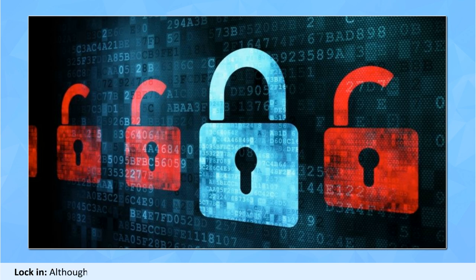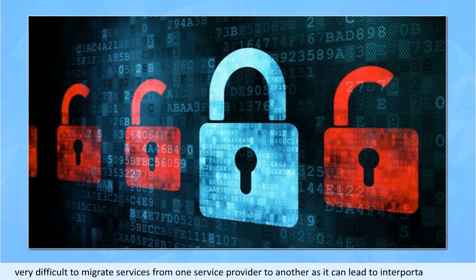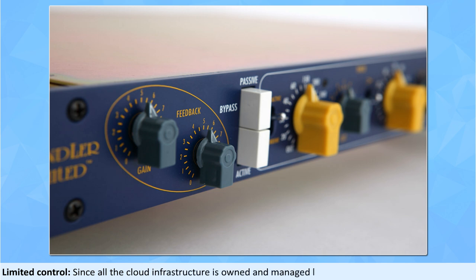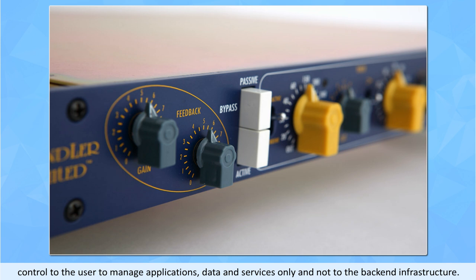Lock-in. Although cloud service providers commit to the flexibility and integrity of cloud services, still it is very difficult to migrate services from one service provider to another, as it can lead to interportability and support issues. Limited control. Since all the cloud infrastructure is owned and managed by the service provider, it gives limited control to the user to manage applications, data, and services only, and not to back-end infrastructure.